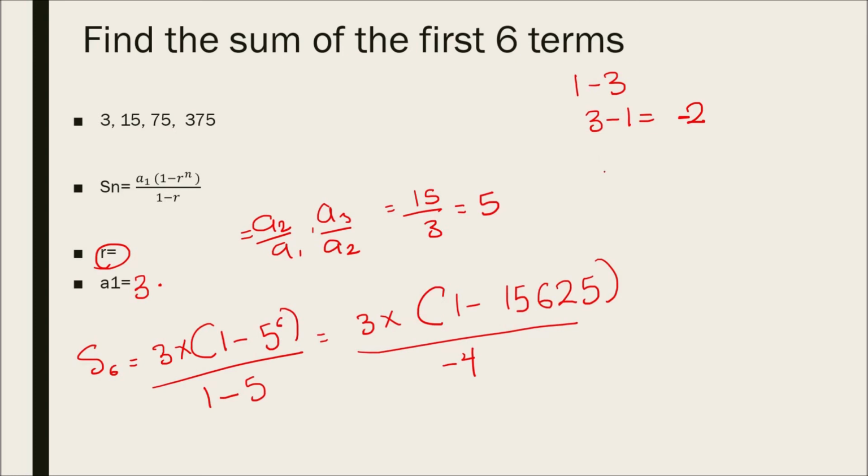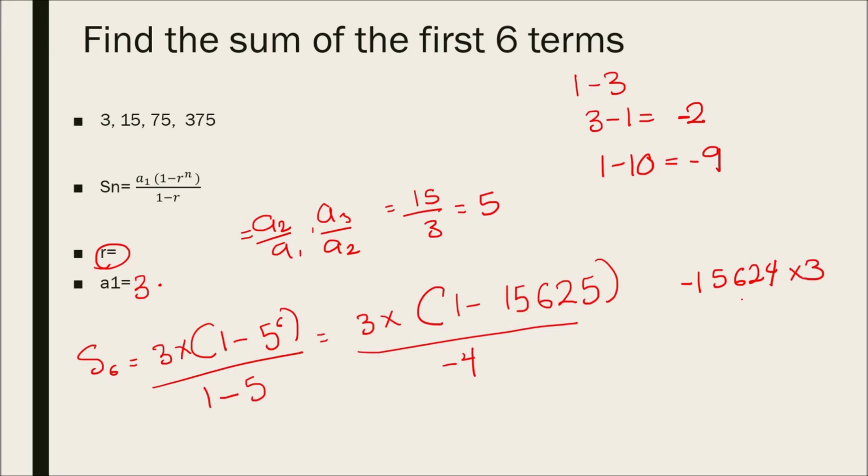So if someone tells me 1 minus 10, I simply tell myself 10 minus 1 is 9, and then I put a negative number in front. It's the same thing. So what is 1 minus 15625? I just tell myself that's going to be 15625 minus 1, that's 15624, and then I put a negative sign here. Simple.